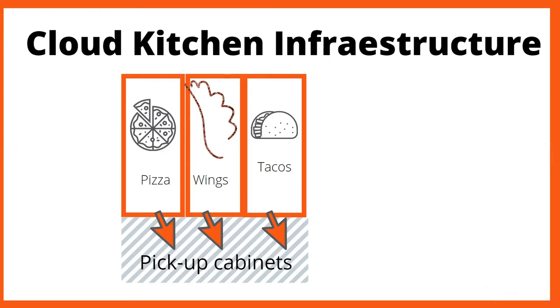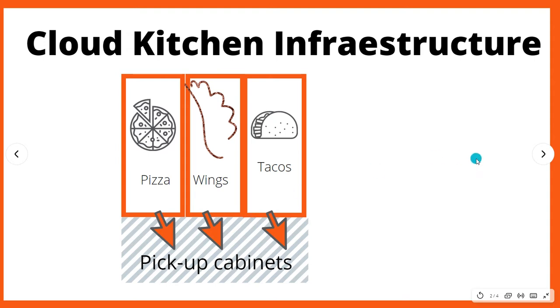First of all, you must know that a cloud kitchen, a hidden kitchen, or a ghost kitchen, the basic infrastructure that it has is only the preparation area. For example, the pizza line, the wings line, and the tacos line, and it goes directly to the pickup cabinets where the dishes are stored until they are delivered. And that's everything. So it's very simple, as you can see.